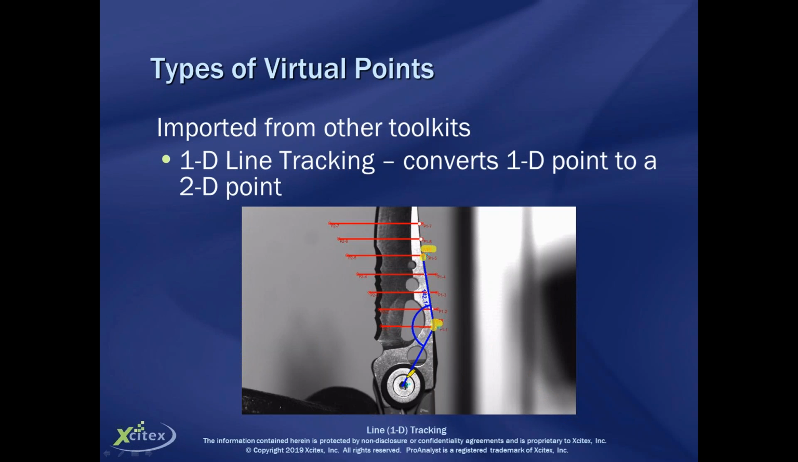And so then we can compare these two pre-existing virtual points that came in from 1D to a location tracked in 2D. And in this instance, we compare via an angle measurement. So we can measure the angle over time of 1D line points versus 2D feature tracking points using virtual points.